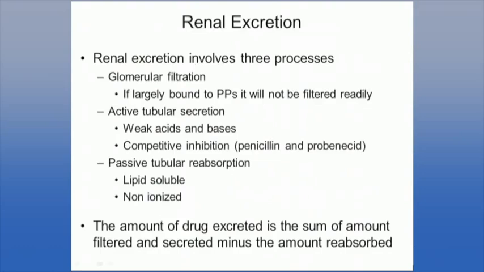If the drug is largely bound to plasma proteins, remember we talked about those a couple of classes ago, they are not filtered readily because they're too big to be filtered through the glomerulus. The second process is active tubular secretion. This is a common methodology for urinary drug excretion for drugs that are considered to be weak acids or weak bases. In this particular process, it is active in nature. Thus, it involves a degree of transport involving energy.